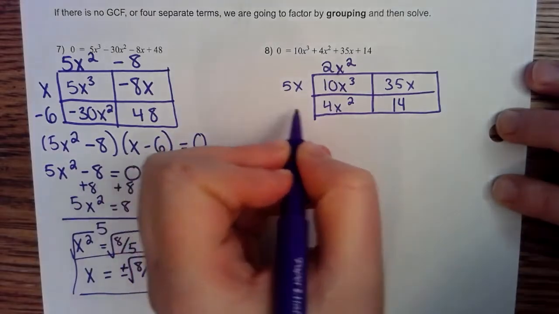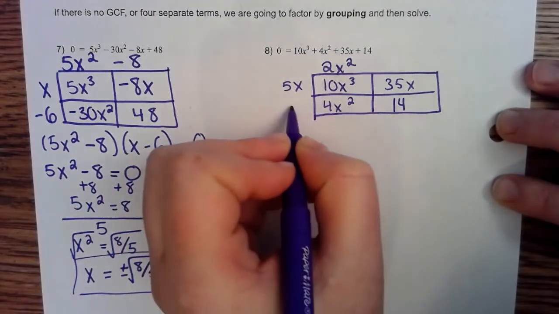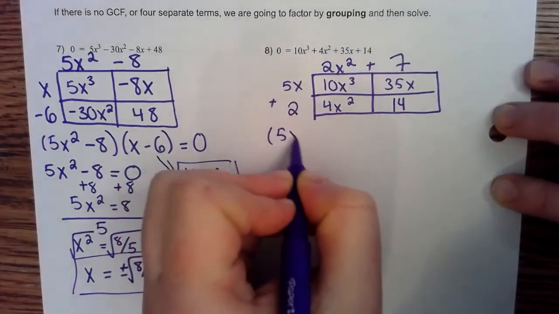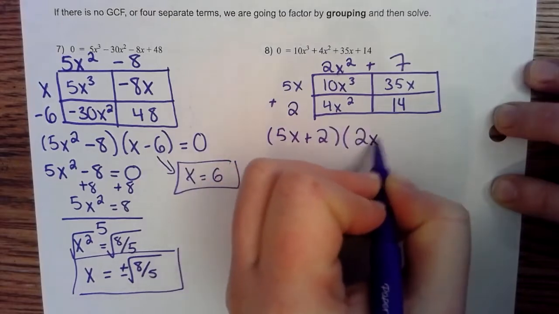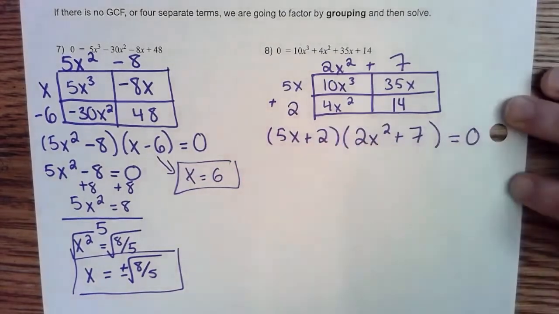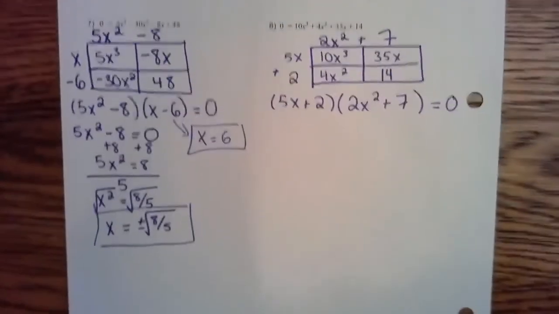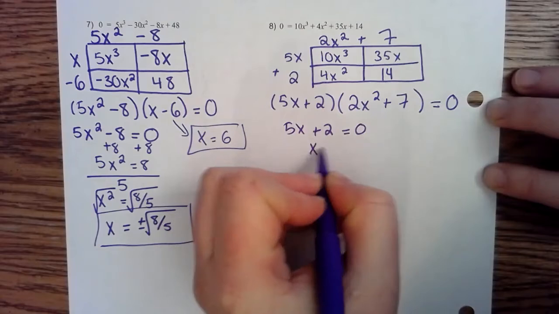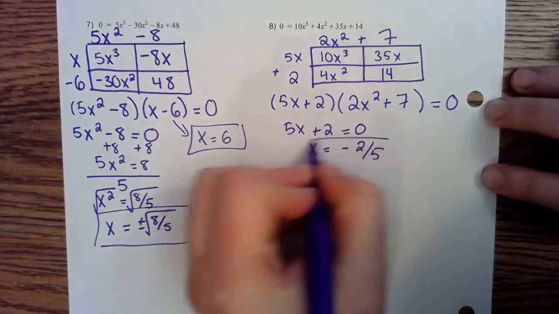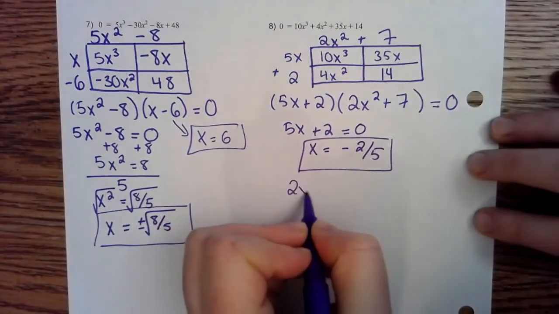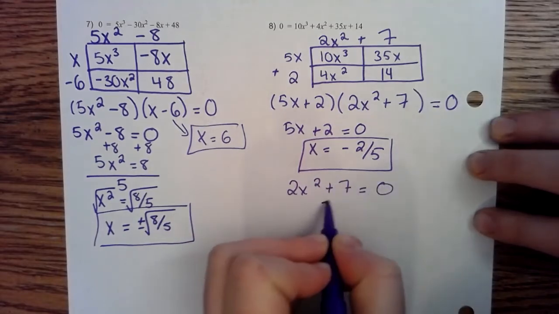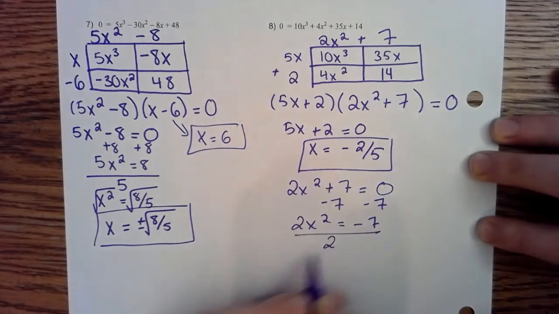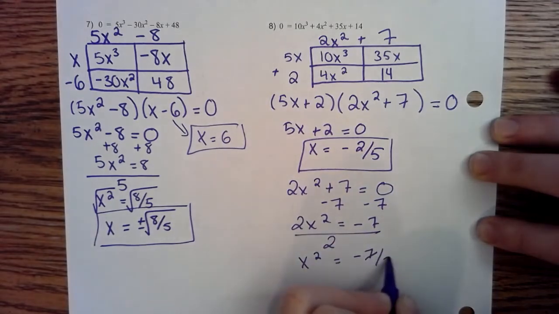This is going to be a 2, and this is going to be a 7. So I get 5x plus 2 times 2x squared plus 7 equals 0. So I'm going to set them each equal to 0. This is going to be x equals negative 2/5. And this one is going to be a little more involved, a little more complicated. Divide by 2, x squared equals negative 7 over 2.